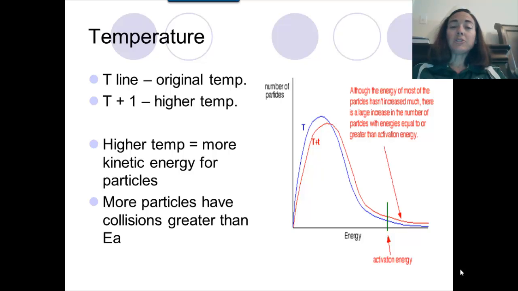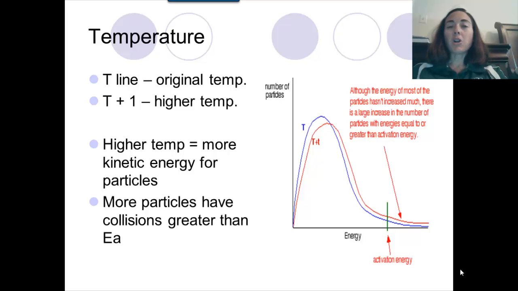The third factor is temperature. Now in this graph, you see that the number of particles that can do this reaction are on the very right-hand side of the graph. This is the same graph we looked at a few slides back. If you increase the temperature, you're going to shift that whole curve to the right.